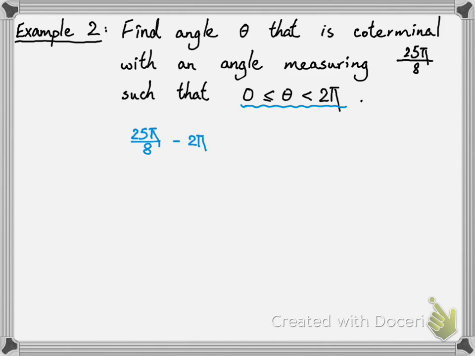Now to remind you, to perform subtraction of fractions, we need to have the same denominator. So we will write 2 pi as 2 pi over 1, and then find the common denominator, which is 8. We multiply 8 to 2 pi over 1. So now we will have 25 pi over 8 minus 16 pi over 8. And our answer is 9 pi over 8 radians.